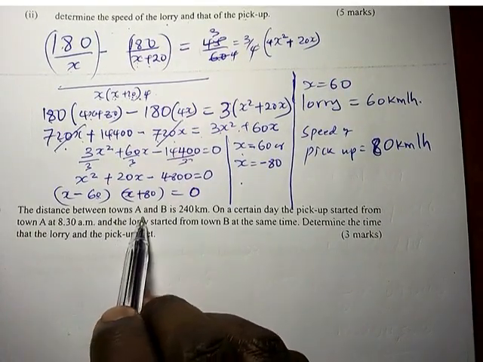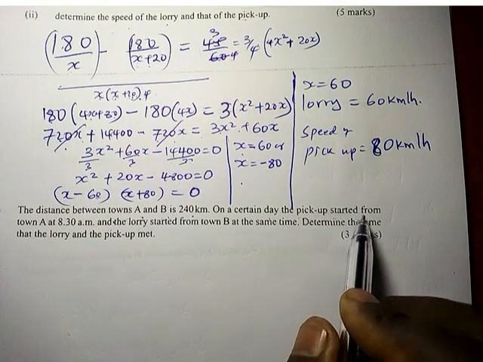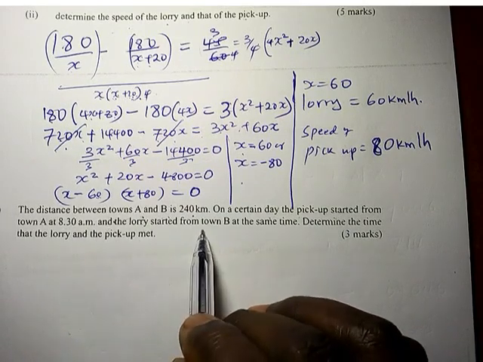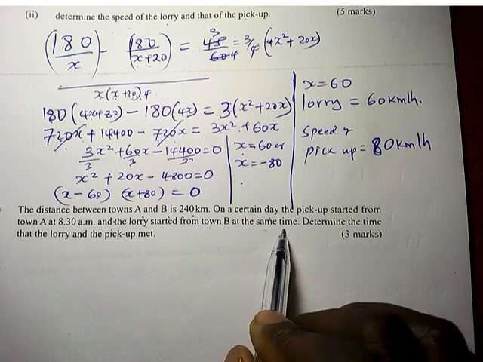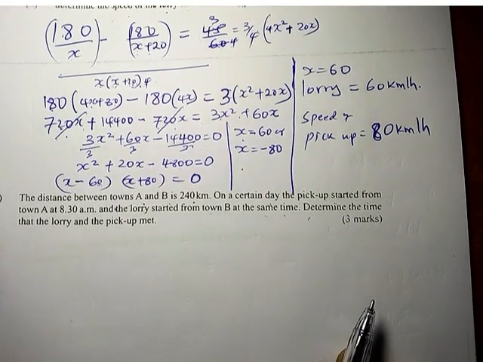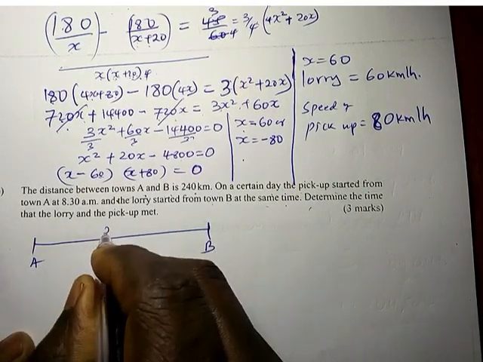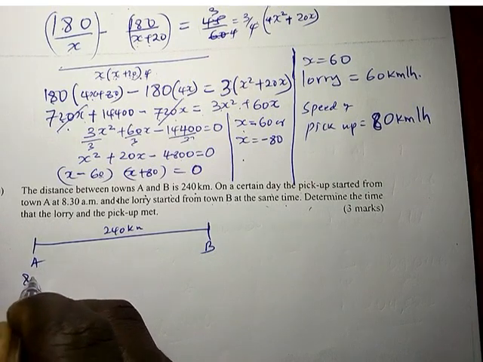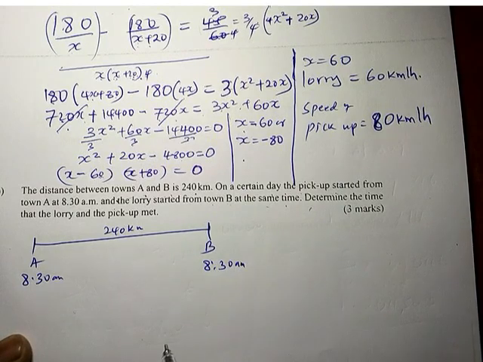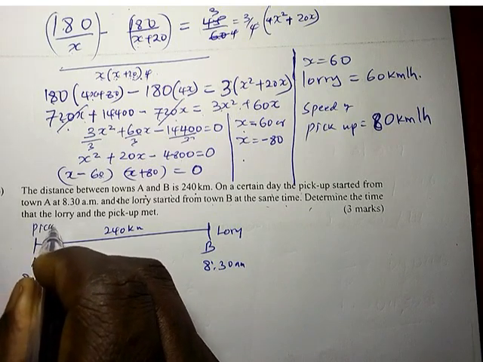The distance between town A and B is 240 kilometers. On a certain day, the pickup started from town A at 8:30 AM, and the lorry started from town B at the same time. Determine the time the lorry and the pickup met. Now we have two towns here, A and B, 240 kilometers. Here it started 8:30 a.m. Also this one started 8:30 a.m. Right? But we notice this one is the lorry. This one is the pickup.